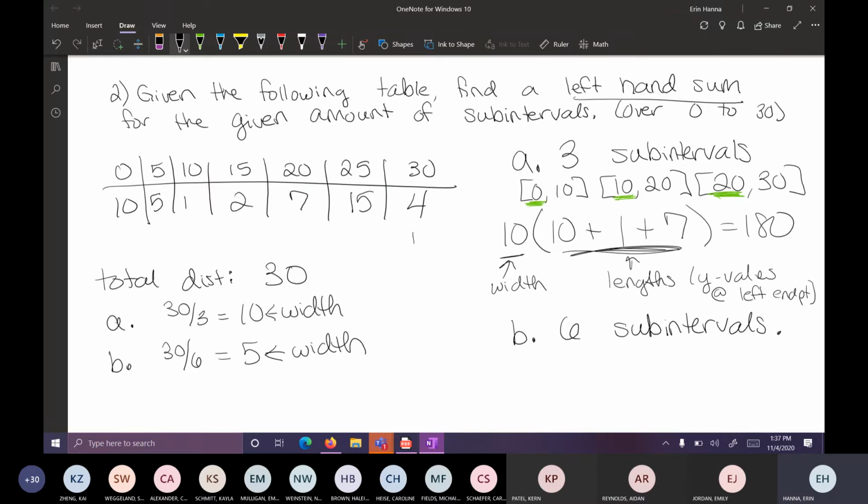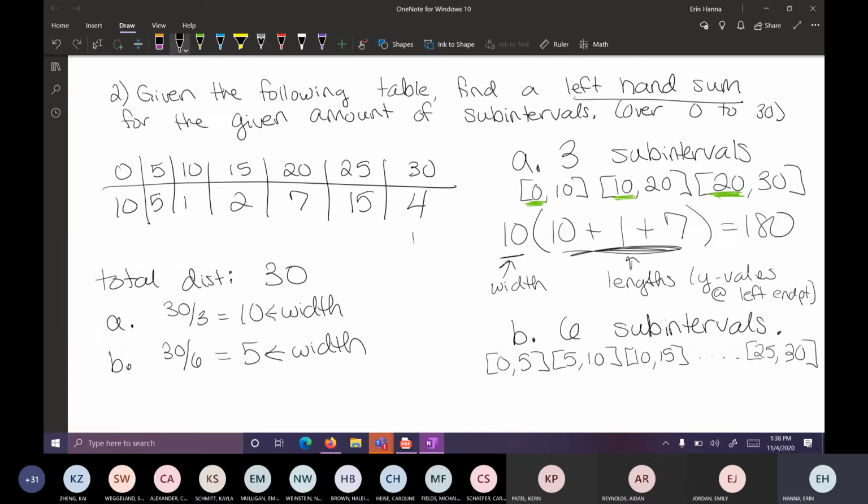Questions and answers. All right, so then 6 subintervals. We're going from 0 to 5, 5 to 10, 10 to 15. If you want me to not be lazy, I can write them all out, but I'm feeling lazy. It would go all the way up to 25 to 30. If you want me to write them all out, let me know.